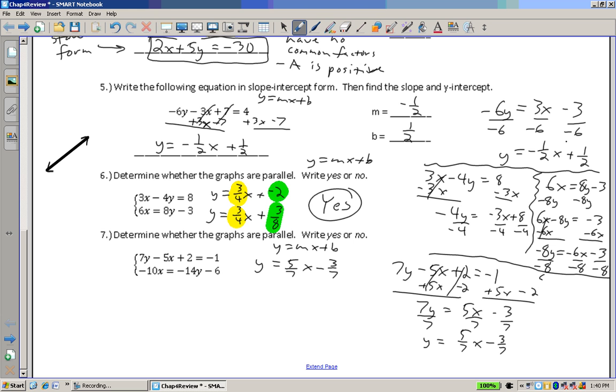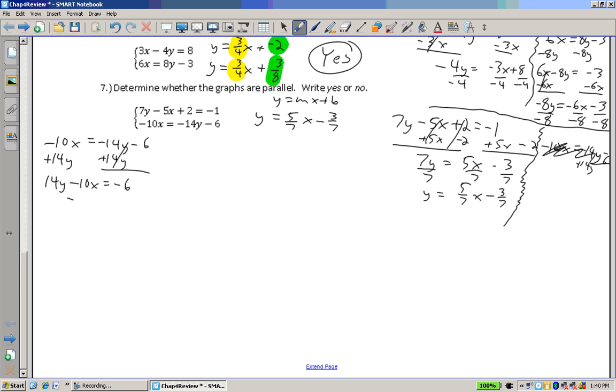Let's do the same for this one. Oops, ran out of room. Okay, so I'm going to add 14y to both sides. I'll tell you what, there's not enough room over here. Okay, so we're going to add 14y to both sides, and add the opposite of negative 10x, which is positive 10x. And now divide by 14. So we get y equals, let's see, that's 5/7 x minus 3/7.